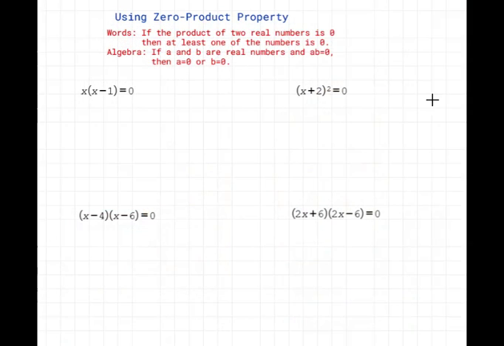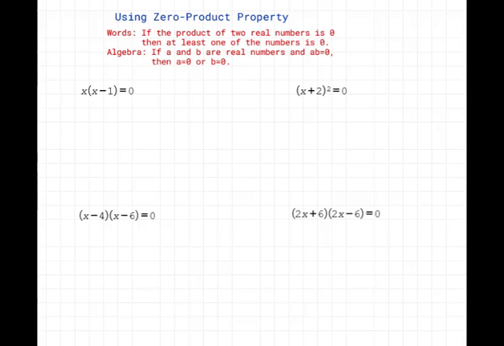I'm the owner of Mullins Tutoring Incorporated, and today I'm going to review using the zero product property. In word form, if the product of two real numbers is zero, then at least one of the numbers is zero. In algebraic form, if A and B are real numbers and A times B is equal to zero, then A equals zero or B equals zero.